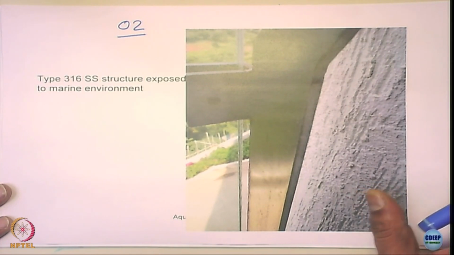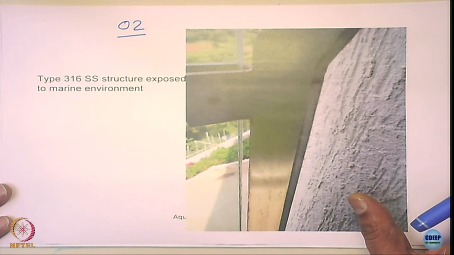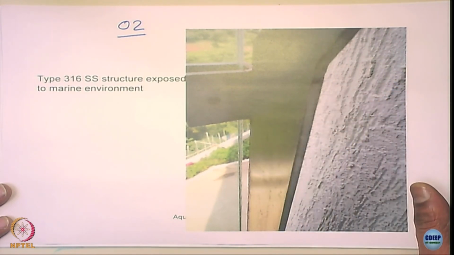These pits appeared within about 6 months to 1 year of commissioning of this particular structure, because it was at the sea front, and at the sea front you have a lot of chlorides being carried by the wind, and the chlorides deposit on this stainless steel structure, that leads to pitting corrosion. And this is a civil engineering structure, in the same location.